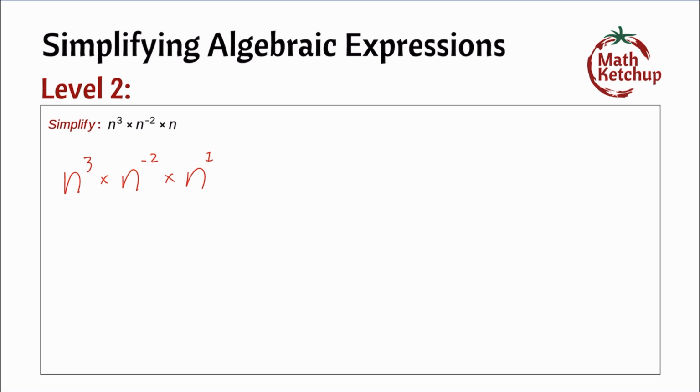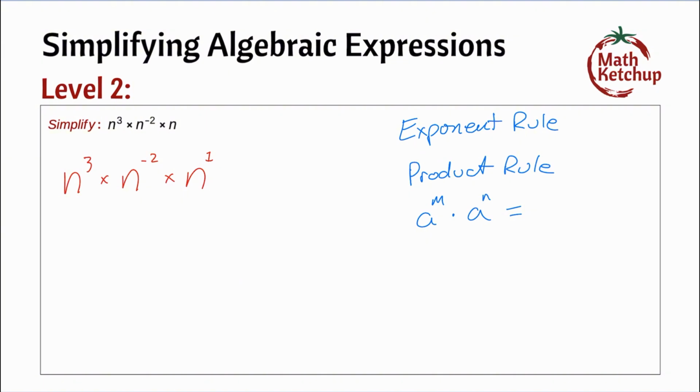In order to simplify this, we are going to use one of our exponent rules. The exponent rule that we are going to use in this case is the product rule. Now the product rule says that if you have 2 powers with the same base, such as a to the power of m multiplied by a to the power of n, you can just write that as the base, which in this case is a, to the power of m plus n. Now, it doesn't matter if you're multiplying 2 things or 3 things or 4 things, the rule stays the same.